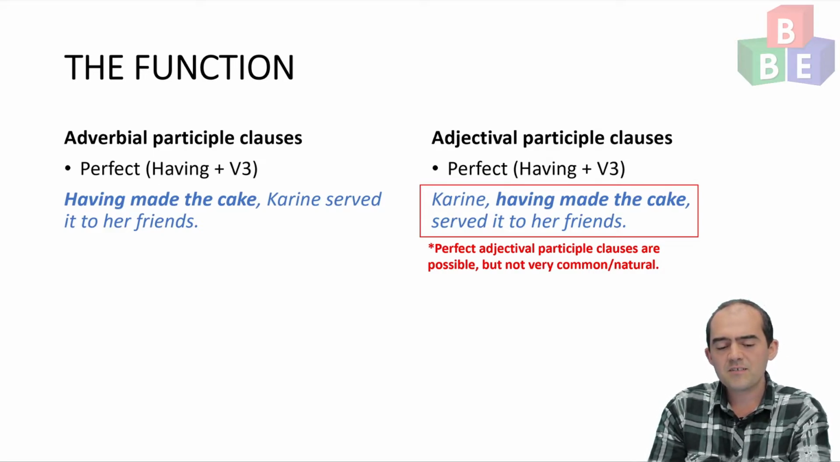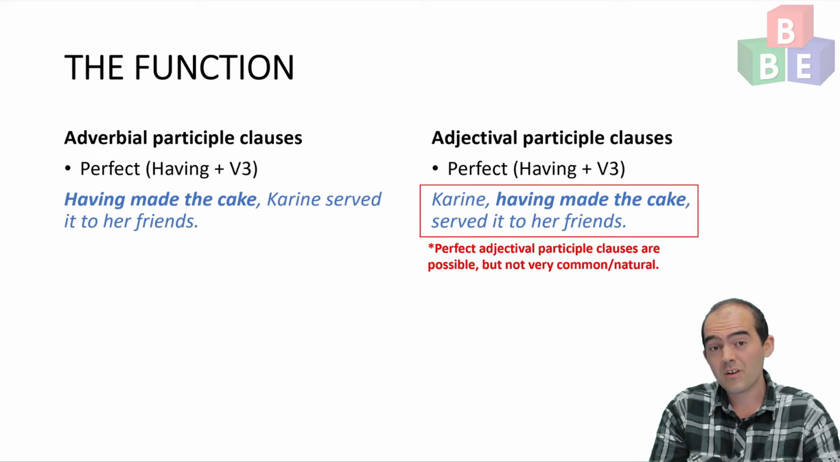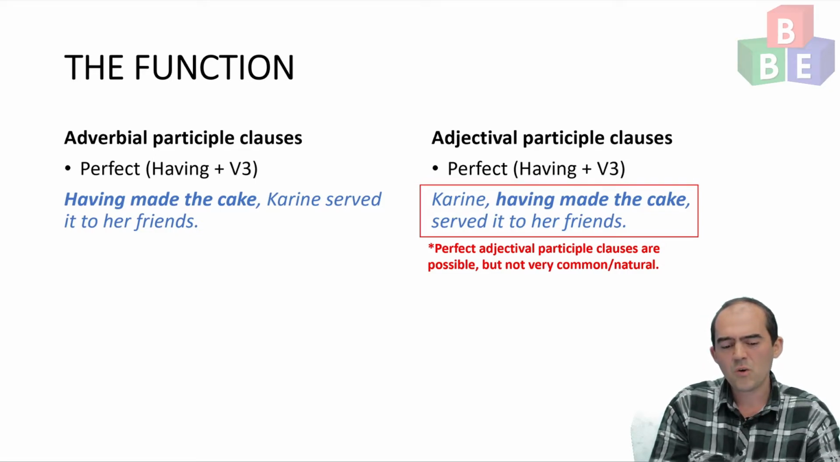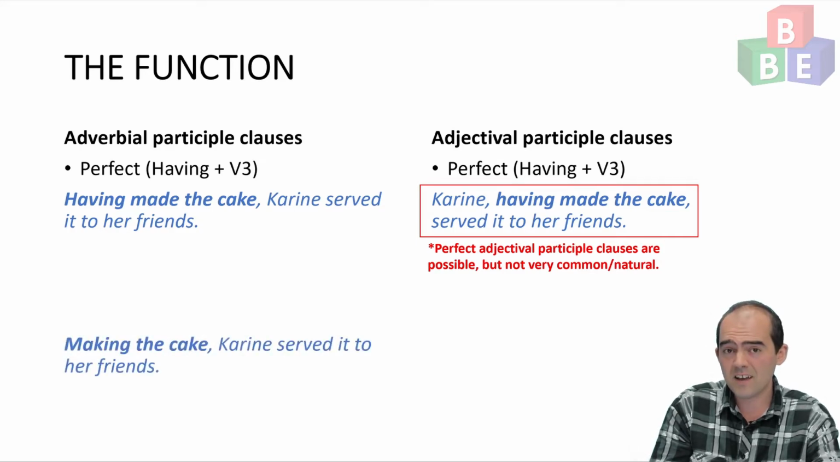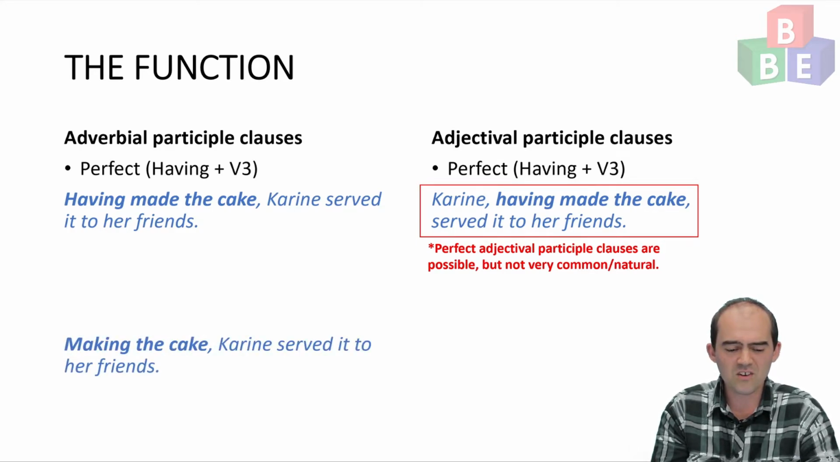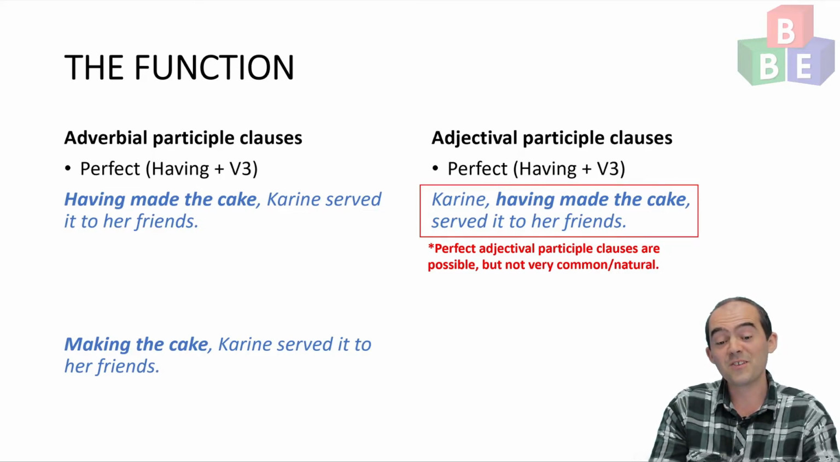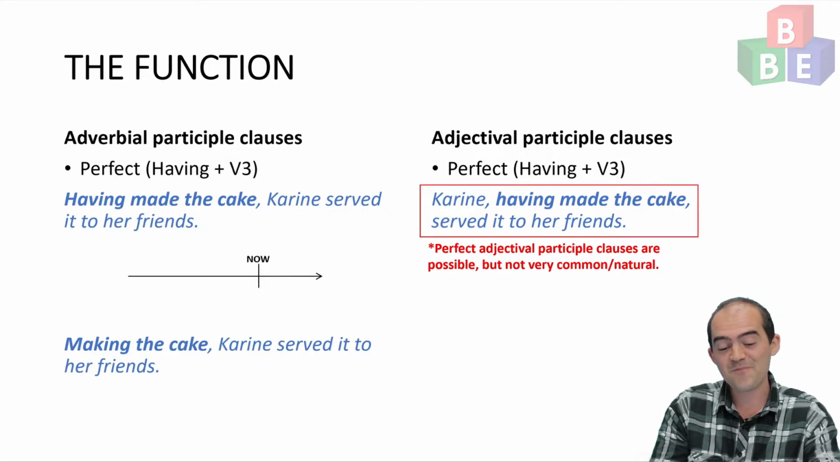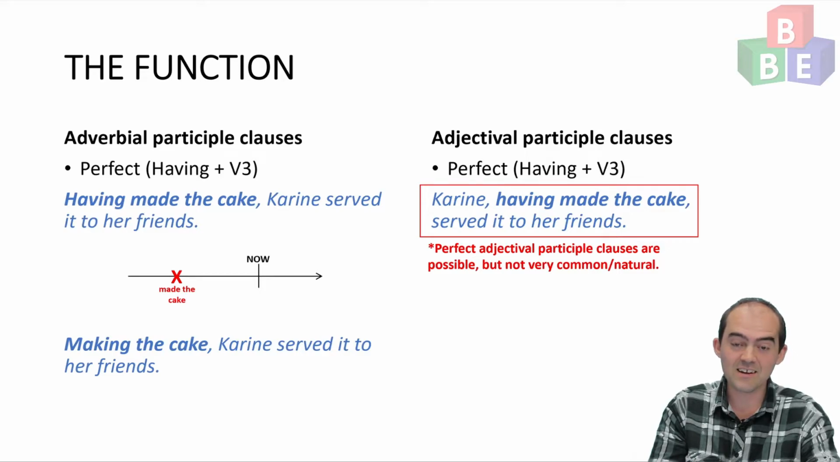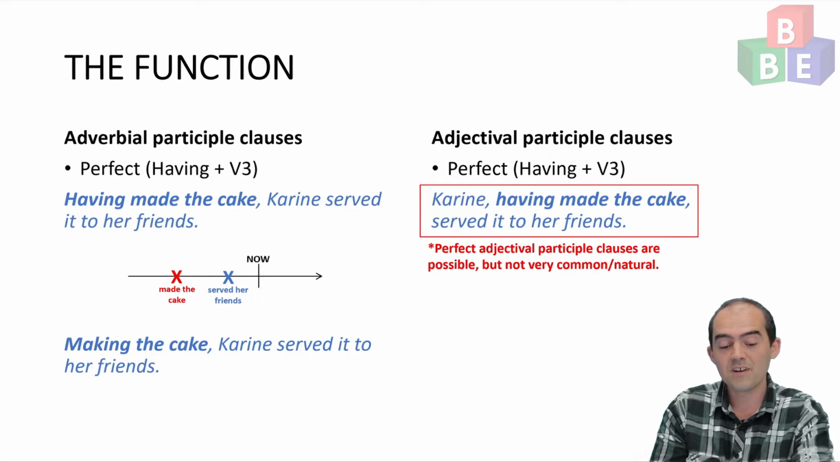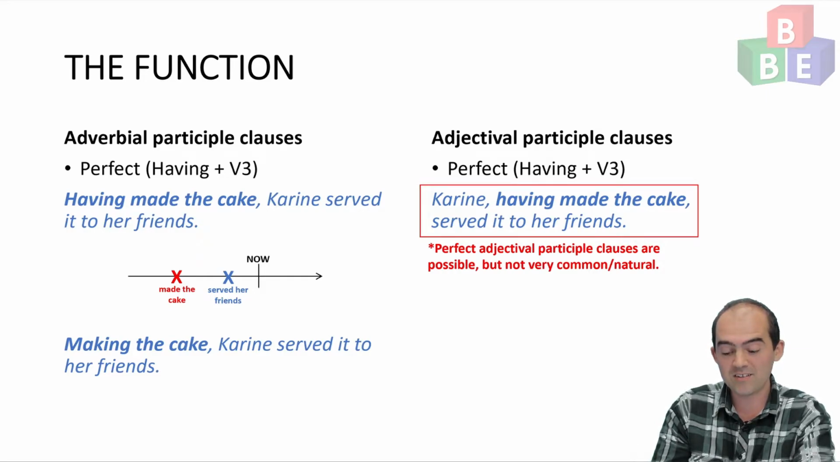So, this perfect participle is an active participle. But why is it different from the regular present participle, the verb ing? Why can I not just say, making the cake, Karini served it to her friends? What is the difference between these two examples? So let's look at a timeline. This is now, and in the past, the cake was made. Karini made the cake. And then after that, at a later time, she served the cake to her friends.